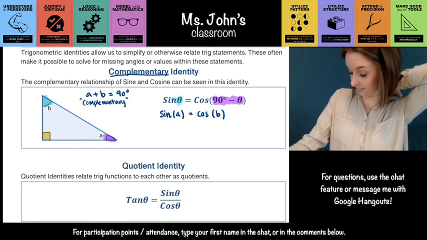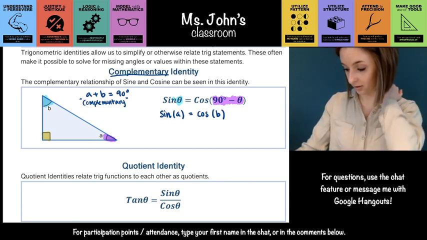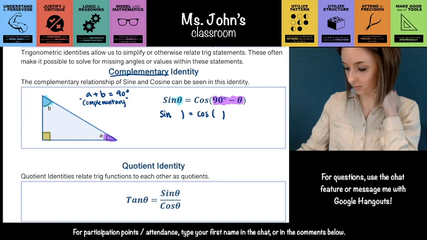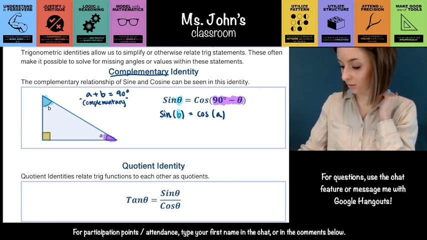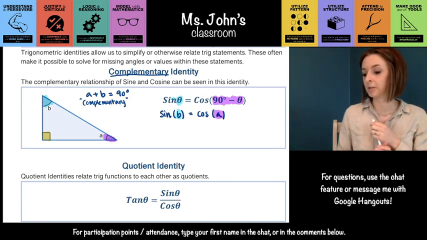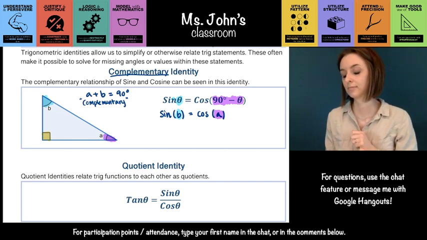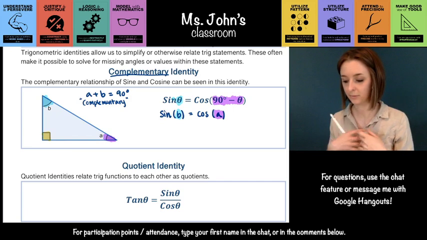I'm just looking at my notes here. I think that I did this backwards. Although this is true, I am going to switch this to be B and A so that my colors will match, because I know you guys and I know that you care about that. There you go. So essentially you can take sine of one angle in a triangle and cosine of the other angle and they will be equal.